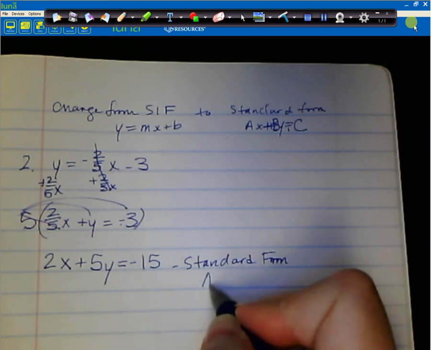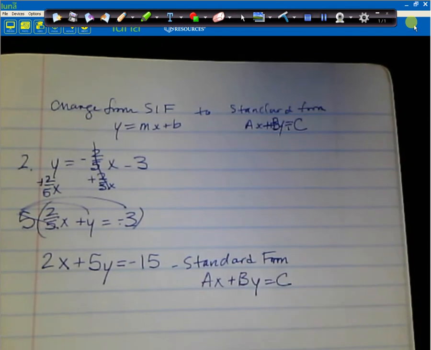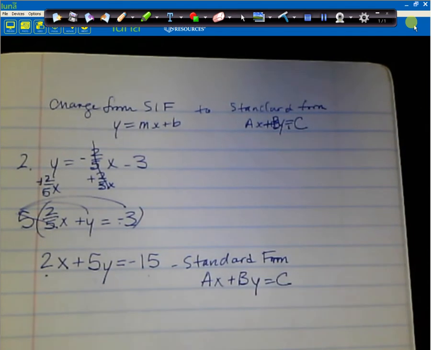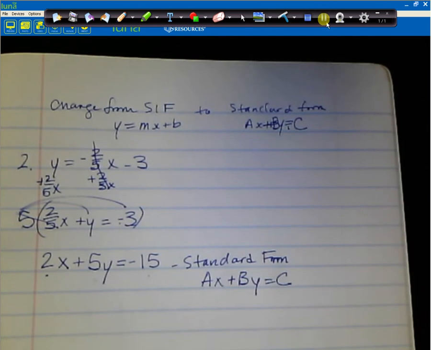And again, that's ax plus by equals c. And a, b, and c cannot be fractions, and a must be positive. Make sure you have all of that down before you move on.